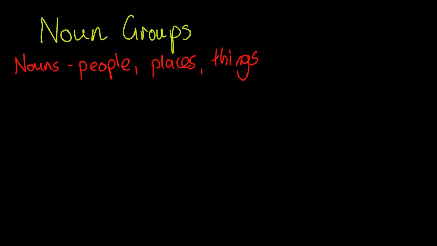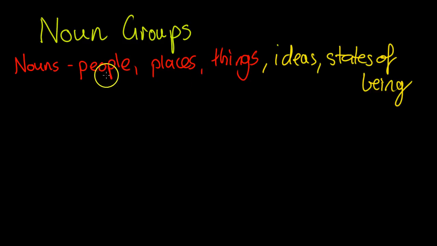Hi everyone, I'm going to tell you what noun groups are, but before I do that, I just need to make sure that you know what a noun is. As you probably know, nouns are words that name people, places, and things. But what you might not know is that they can also name ideas and states of being. So people, places, and things are physical things that we can see and we can touch, and we call these kinds of nouns concrete nouns.